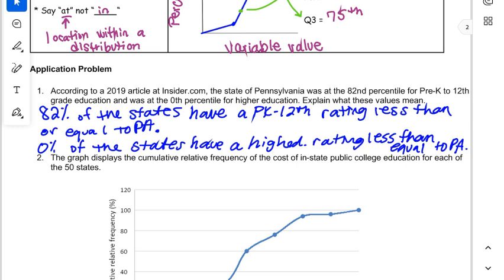So we wrote pretty much that, but we just didn't write less than or equal to. Or we said Pennsylvania is ranked higher than 82% of the pre-K to 12th grade schools. At or higher than is fine. Yes, I said higher than or equal to 82% of other schools. Yes, that works. There's 18% that are greater than Pennsylvania's. So as long as you are saying that Pennsylvania is higher than 82% of the other states, that's fine.